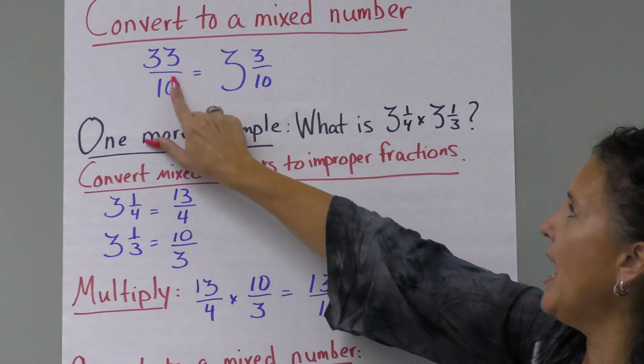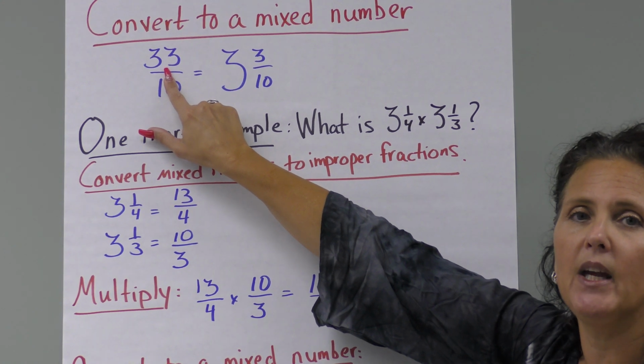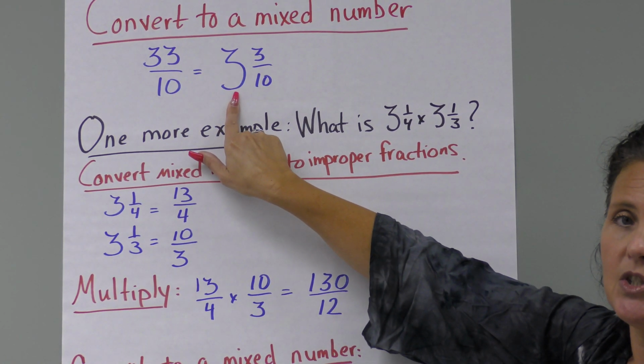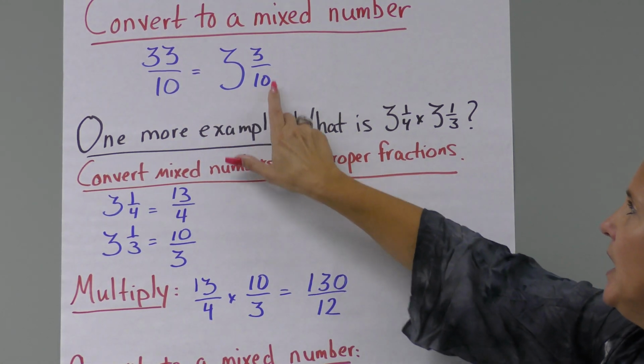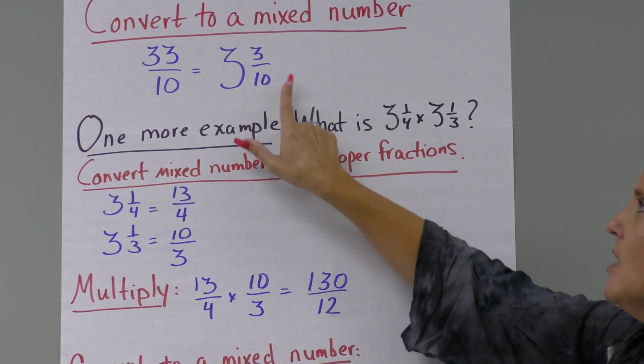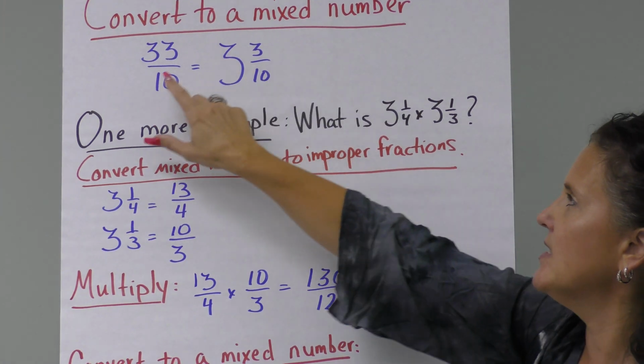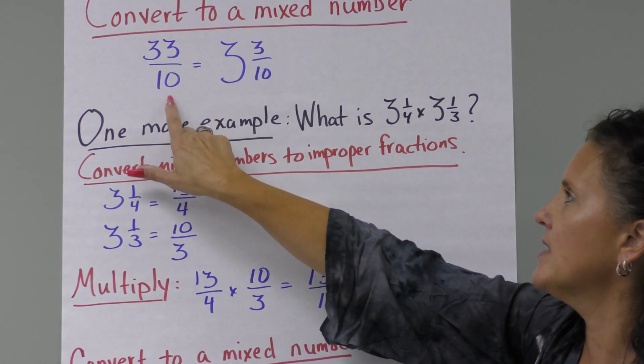So we take 10. How many times will it go into 33? 3 times, which gives us 30. And then 33 minus 30 gives us 3, and we put that back over our 10. So 3 and 3/10 is equal to 33/10.